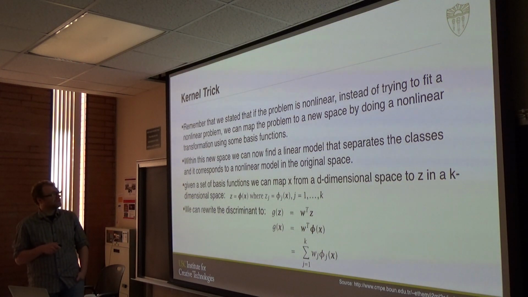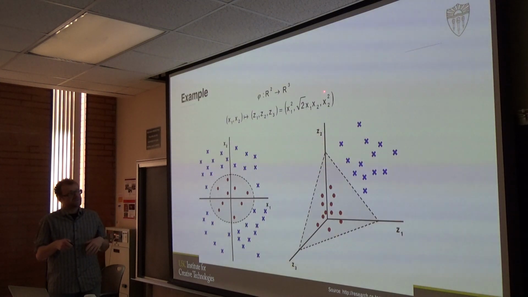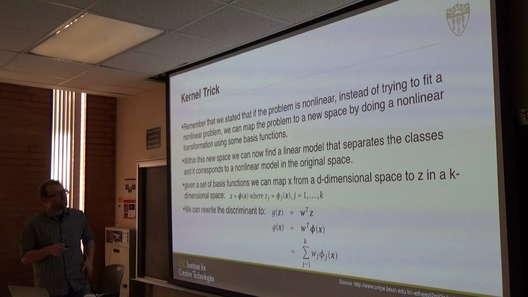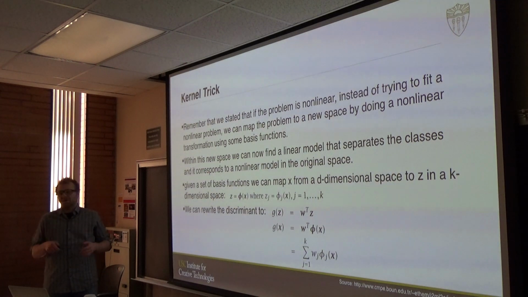So the kernel trick, which is important, is that we stated the problem is nonlinear, and instead of trying to fit a nonlinear problem, we can map the problem to a new space by doing a nonlinear transformation using some basis functions. These basis functions, for example, were x1 squared, x1 x2, x2 squared, and so on. They could be anything, very different basis functions. With this new space, we can find a linear model that separates the classes, and in the end it corresponds to a nonlinear problem in the original space.